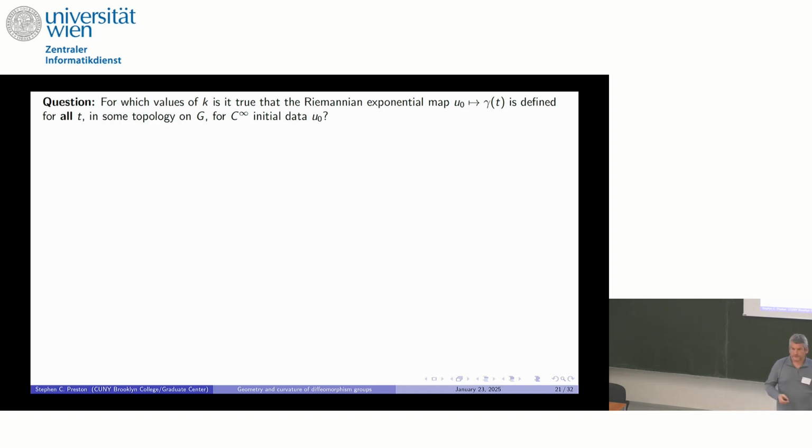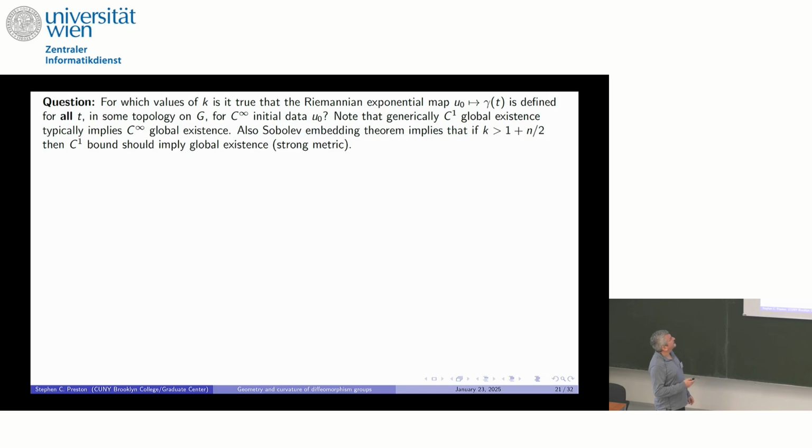The global existence question is obviously more difficult and harder to accomplish, and true less often. For which values of k does the Riemannian exponential map exist globally for all t? And let's assume that our initial data is as good as it can be, C infinity, to try and make things easier.